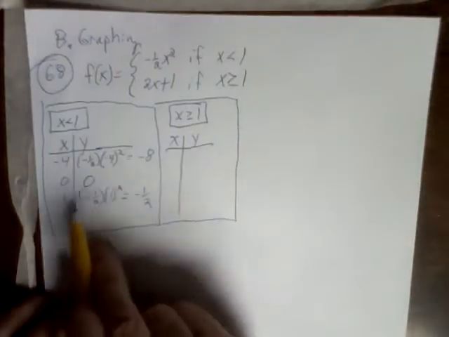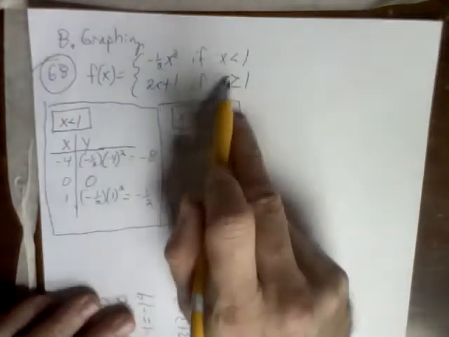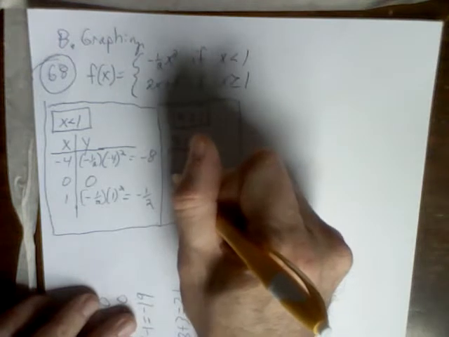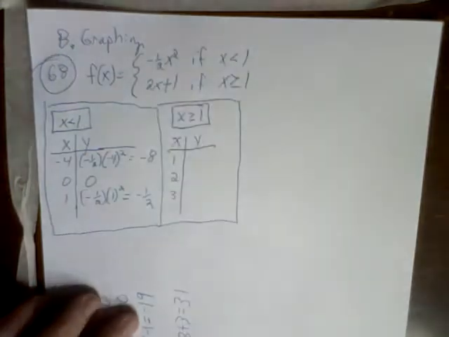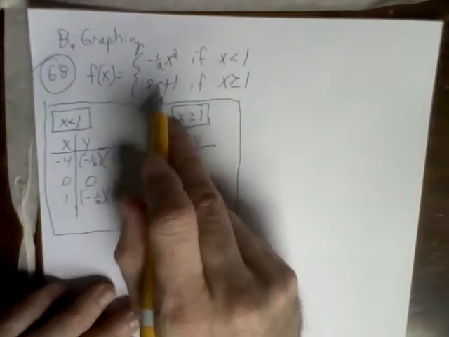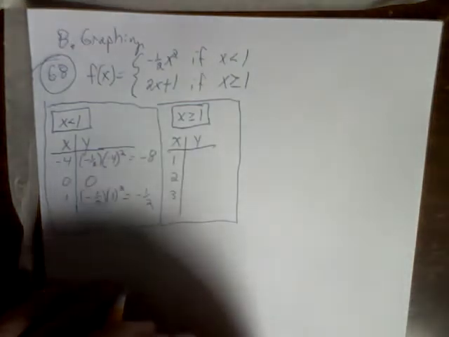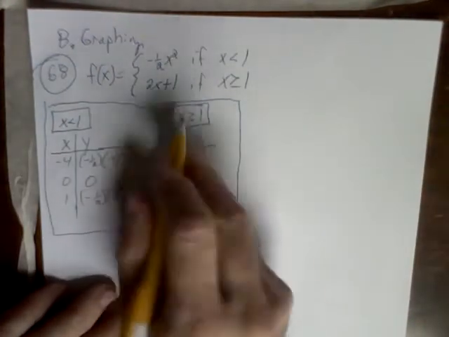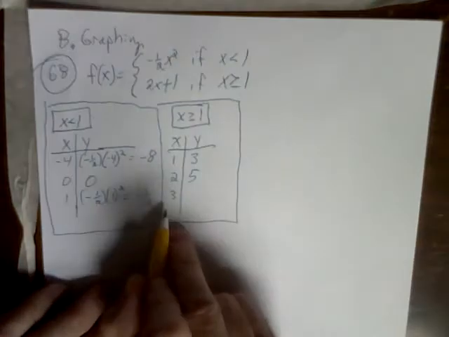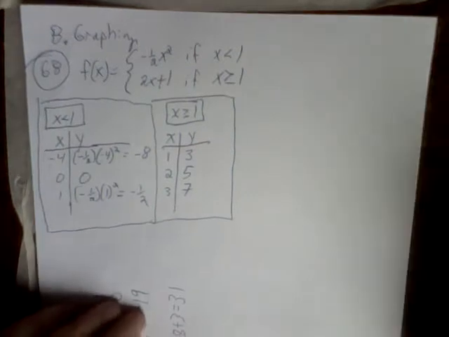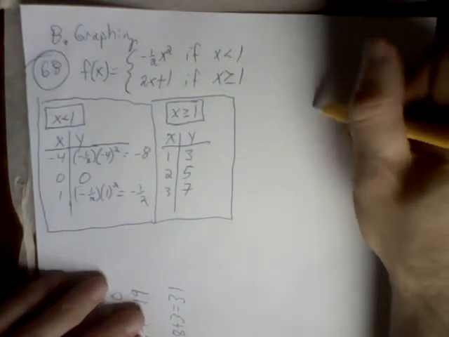Again, I want to include this point that's in between the two pieces, right? So I want to include 1, and then maybe a couple extra points, 2, and then 3. Okay. So plugging 1 in here, 2 times 1 plus 1 is 3. Plugging 2, 4 plus 1 is 5. And then plugging 3, 3 times 2 is 6 plus 1 is 7. Okay. And then I'm going to graph these guys.